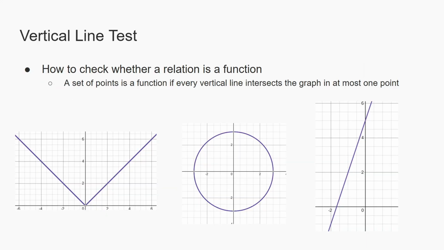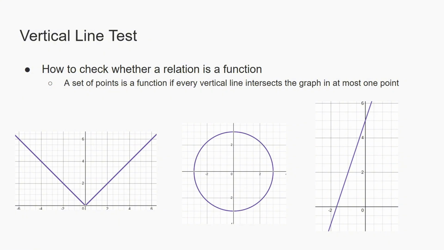We've gone over how to check whether a relation is a function based on checking for repeated inputs for ordered pairs and a table. But there's actually a different way to check whether a relation is a function based on a graph, and that's the vertical line test. The idea for the vertical line test is that a set of points is a function if every vertical line intersects the graph in at most one point.